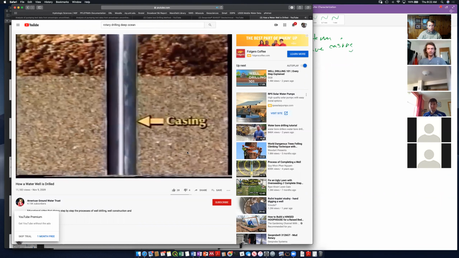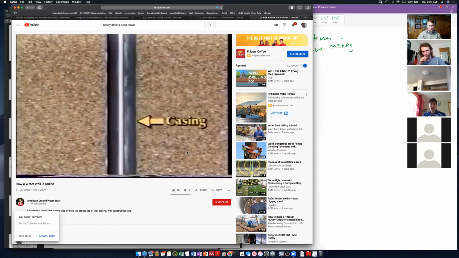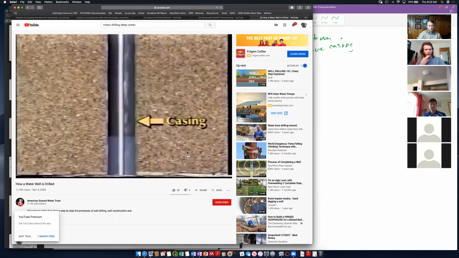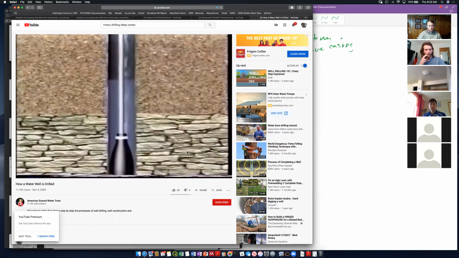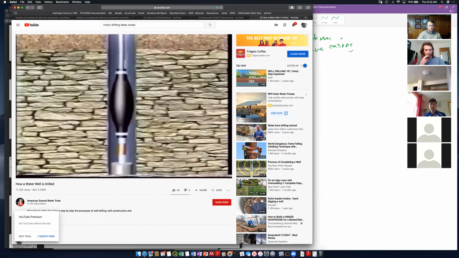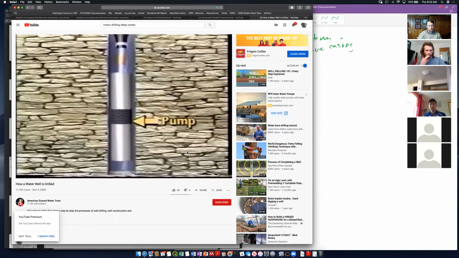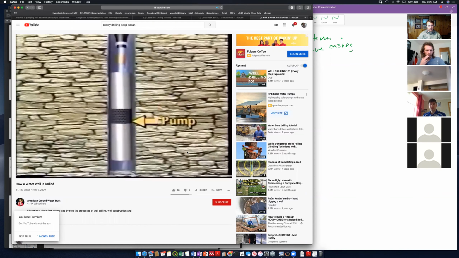Casing must always be placed in the top part of the drilled hole to prevent the risk of surface water getting into the well. In some types of rock formations, casing may extend much deeper to prevent the hole from caving in. Some wells use a well screen to let water in and to keep sand out of the well. A pump is needed to get water out of the well and into the home.